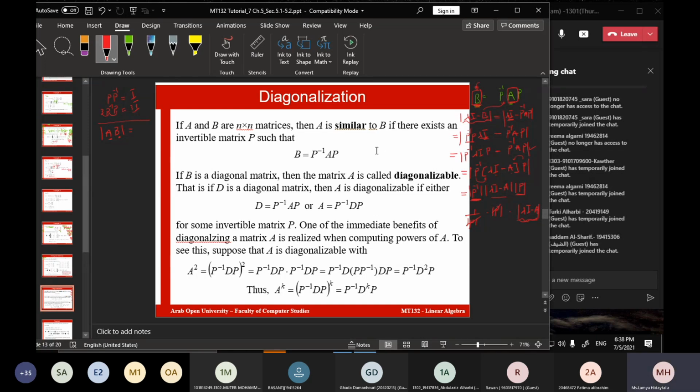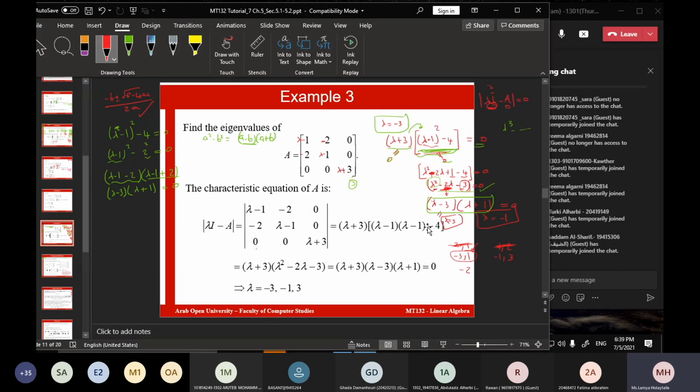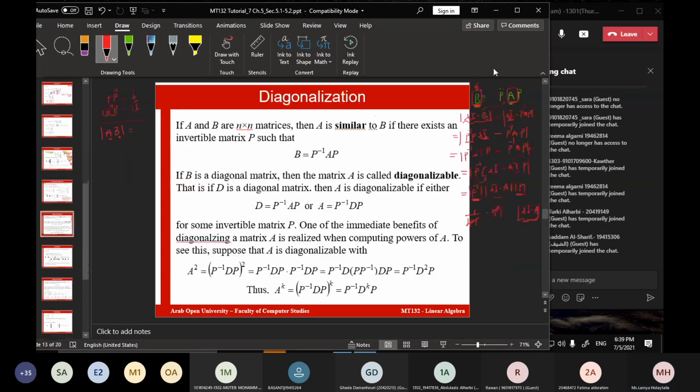Okay, this is one. The second thing we said, what? If one of them is diagonal, for instance, if B is diagonal, we say that A is diagonalizable. Okay. And we knew just a few minutes ago that if a matrix like that is diagonal, then easily I can find its eigenvalues, correct? Here, minus 1, 2, 0, minus 4, 3. So, since they have the same eigenvalues, if I know the eigenvalues of this, because it is diagonal, easily I can calculate them, so I know the eigenvalues of the other one.